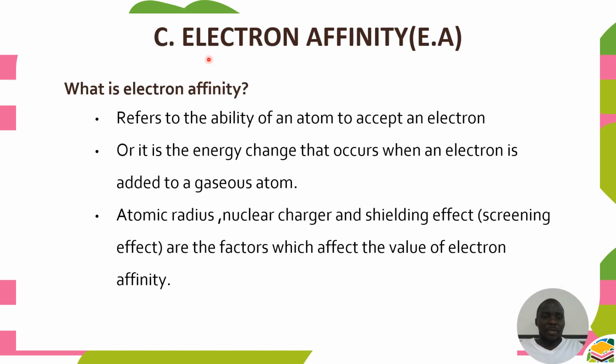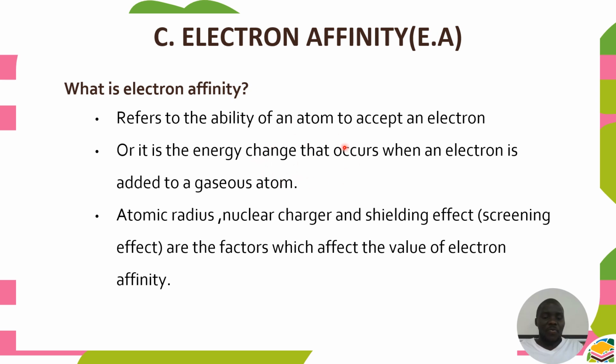So from there, the third one is electron affinity, which is abbreviated EA. E means electron, A means affinity. So what is electron affinity? We can define electron affinity as the ability of an atom to accept an electron, or it is the energy change that occurs when an electron is added to an atom in gaseous state. These are the definitions of electron affinity.